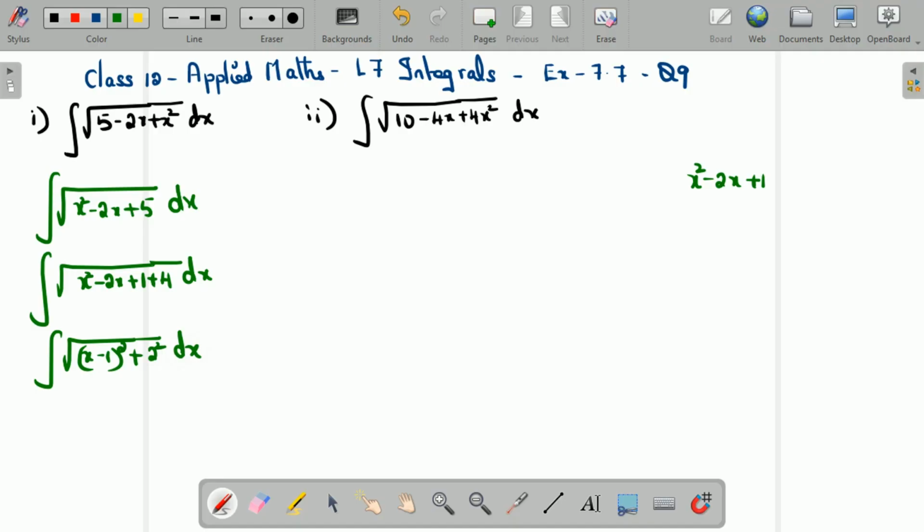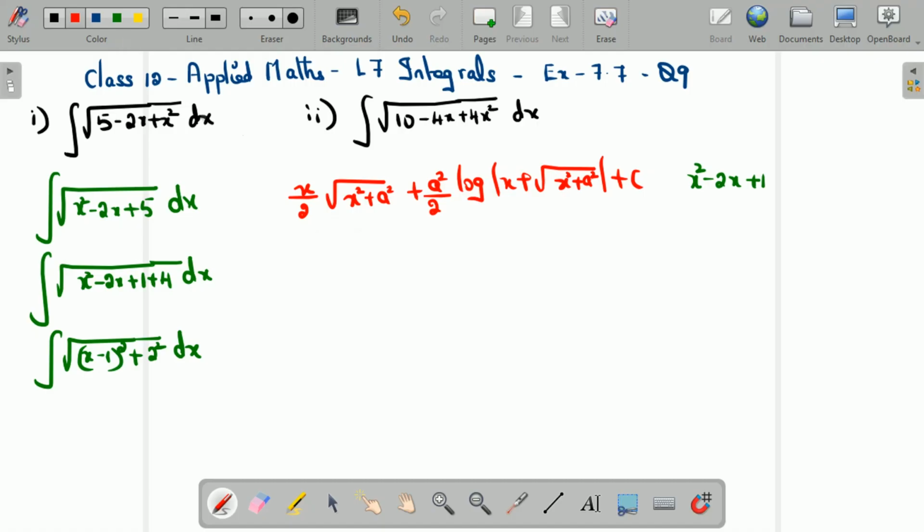Now this is of the form root of x squared plus a squared. So we can directly apply the formula. So let's write the formula for our reference. It is x by 2 root of x squared plus a squared plus a squared by 2 log of x plus root of x squared plus a squared plus c.